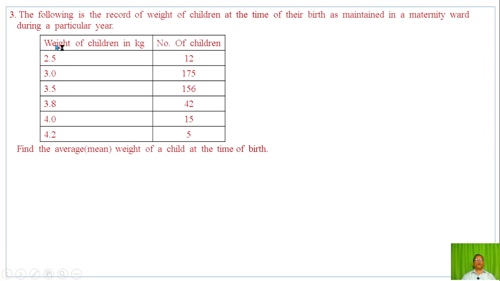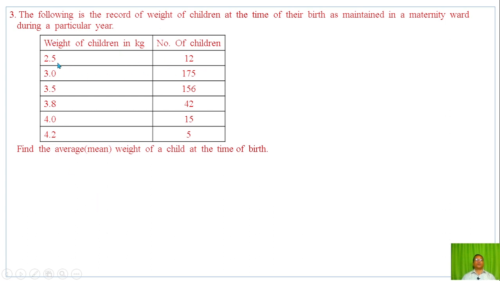Question number 3. The following is the record of the weight of children at the time of their birth, maintained in a maternity ward during a particular year. Find the average mean weight of a child at the time of birth.